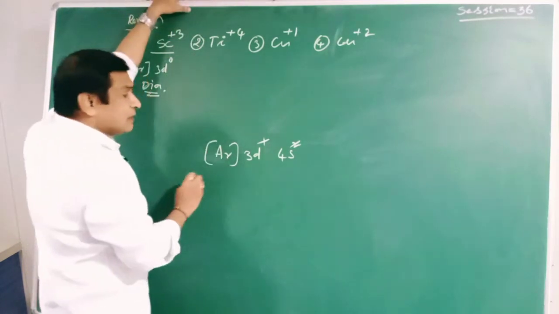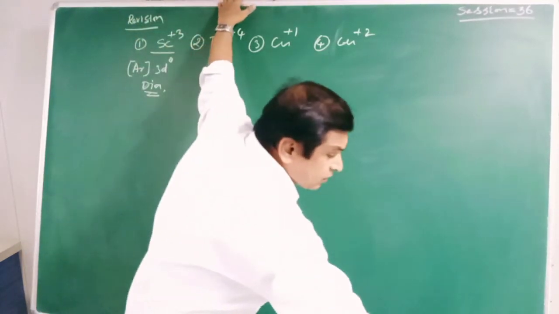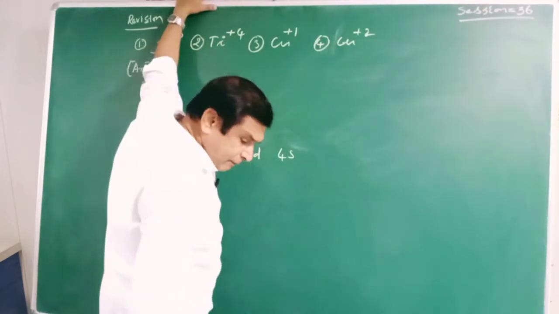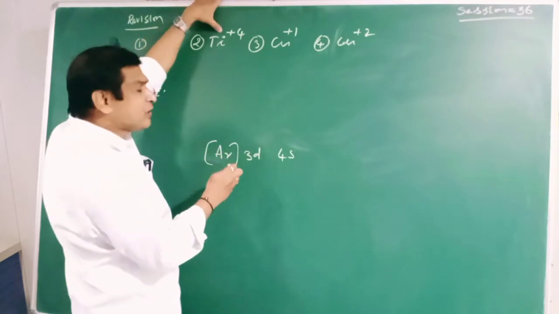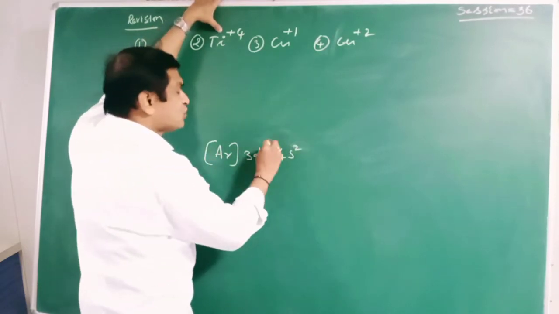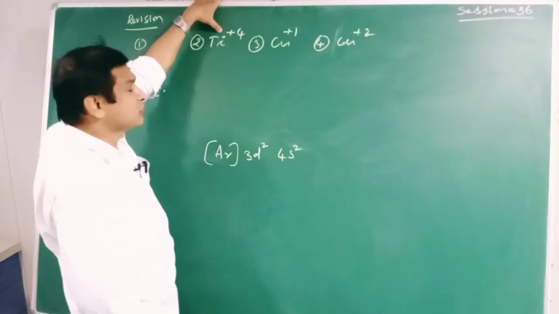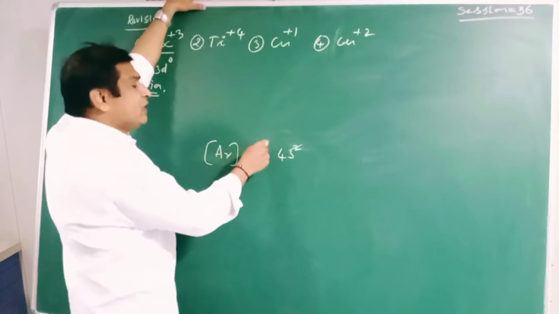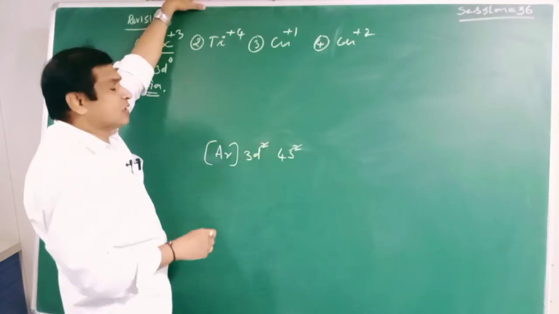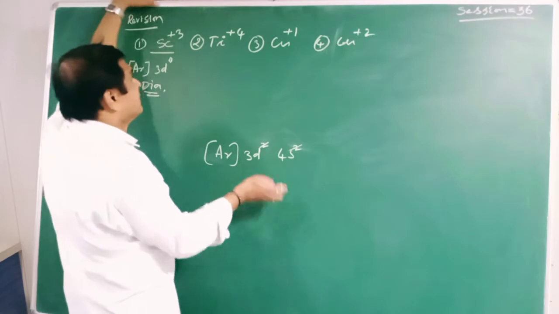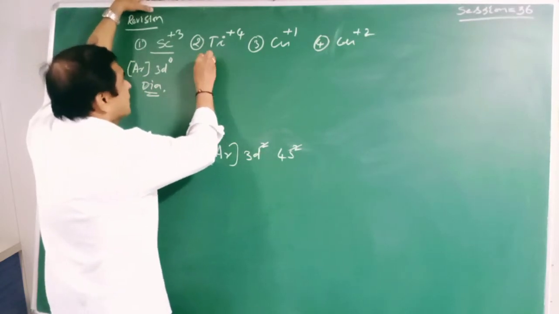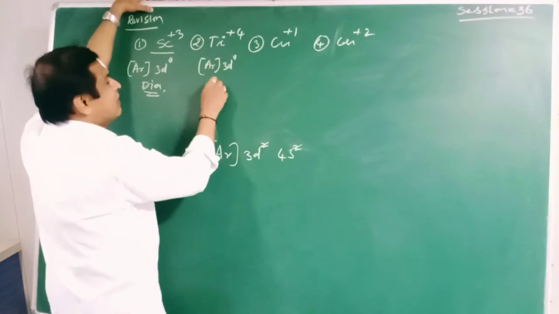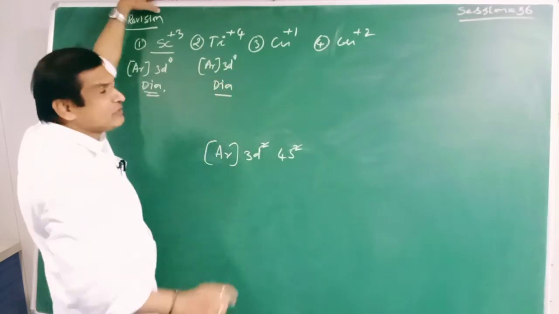Titanium plus 4: the atomic number of titanium is 22, which means argon 4s2 3d2. It is plus 4, so it loses the 4s2 electrons completely and the 2 d electrons also. Therefore the d orbital is vacant here also, giving argon 3d0. So again it is diamagnetic, because there is no unpaired electron in this.